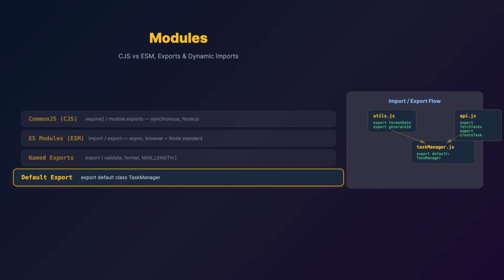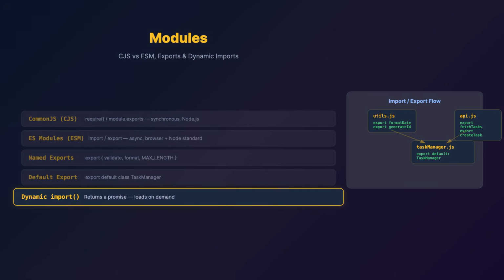This is tree shakeable. Default exports are for when a module has one primary thing to export. Export default class TaskManager. You import it without curly braces. Import TaskManager from taskManager. You can mix named and default exports in the same file, but most style guides recommend picking one pattern and being consistent.